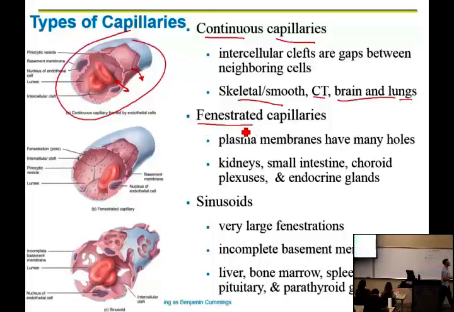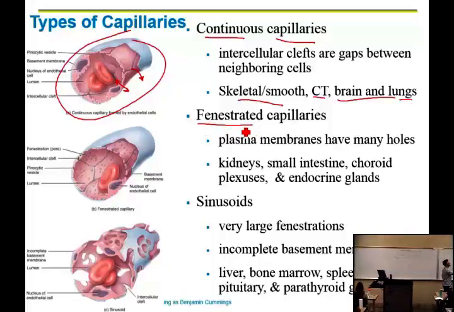So fenestrated capillaries, fenestra. If you look at the Latin base, and if you look at even some of the Latin-based languages like French or whatever, if you look at window in French, it's fenêtre. And so fenestra is a window, and so these capillaries have small windows in their epithelial cells. So you see all those little holes? They actually have more holes, and so that makes it easier for things to get across.